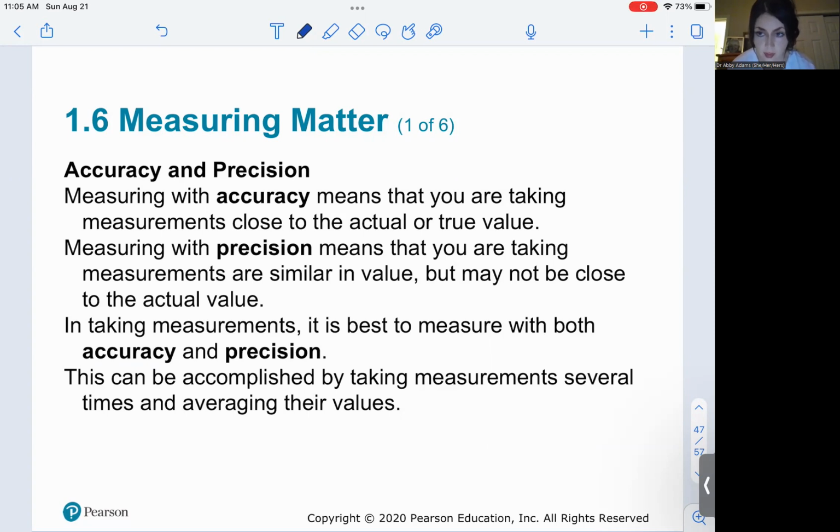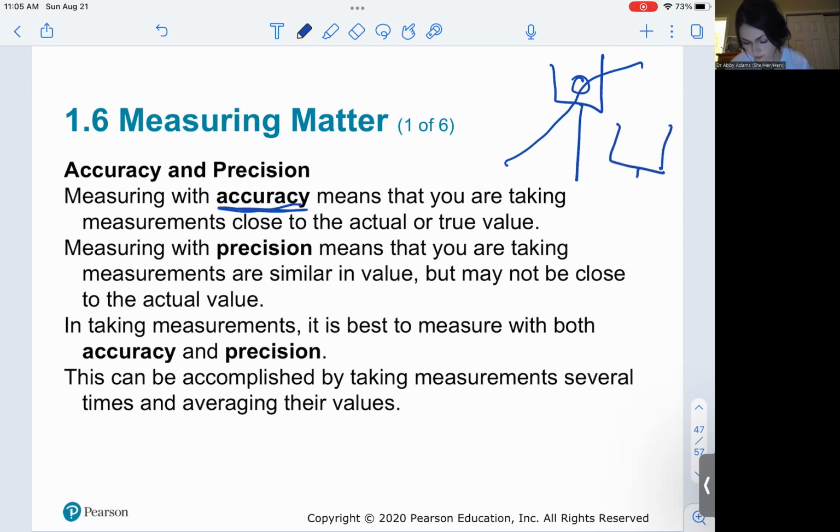You can think about it like this. If you have a football goal, and you want to get that football right between the goalposts, let's say that that's like the true value. That's right where you want it to be. That's correct. That is accuracy.